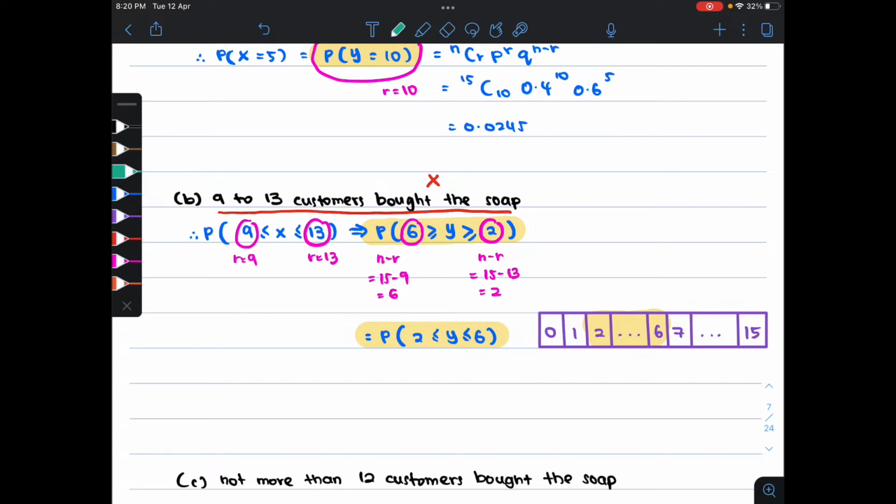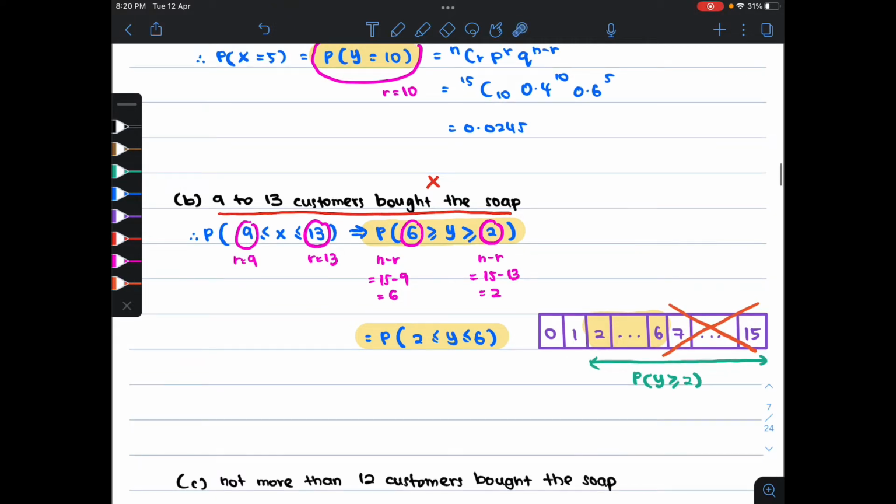And in order to find that, what we need to do is we take starting from Y more or equal to 2. So that means we're taking the boxes starting from 2 until 15. But we only want from 2 until 6. Therefore, we're going to minus P(Y more or equal to 2) with the boxes at the back. And for these boxes here, it is bigger or equal to 7. So this is going to be P(Y more or equal to 7).